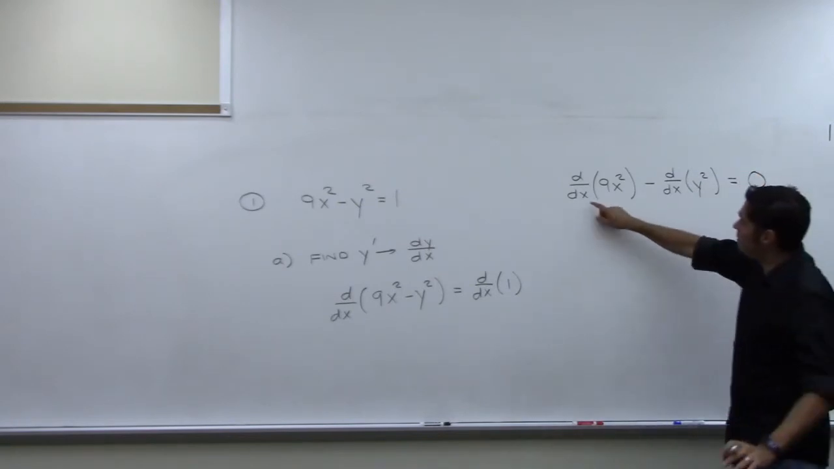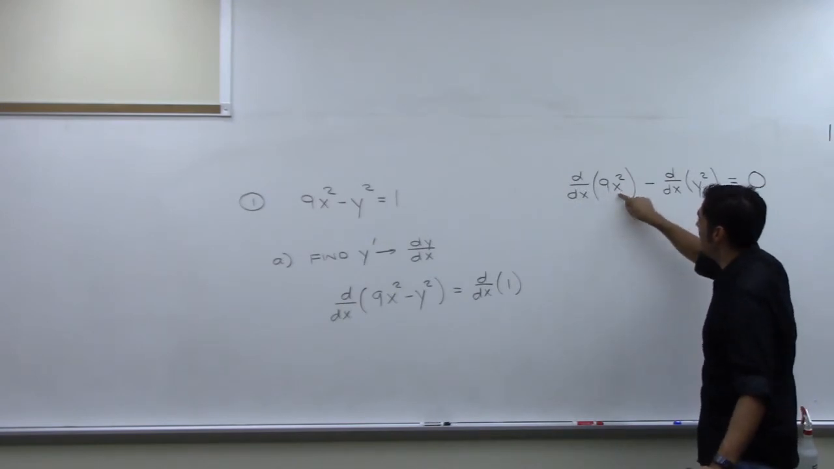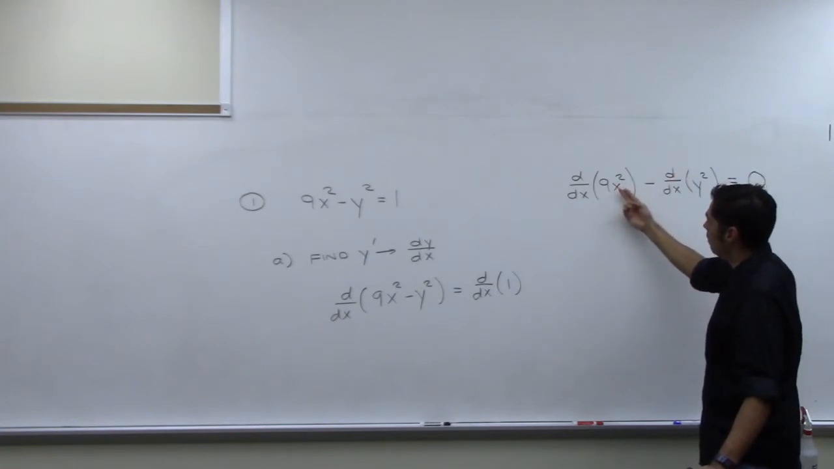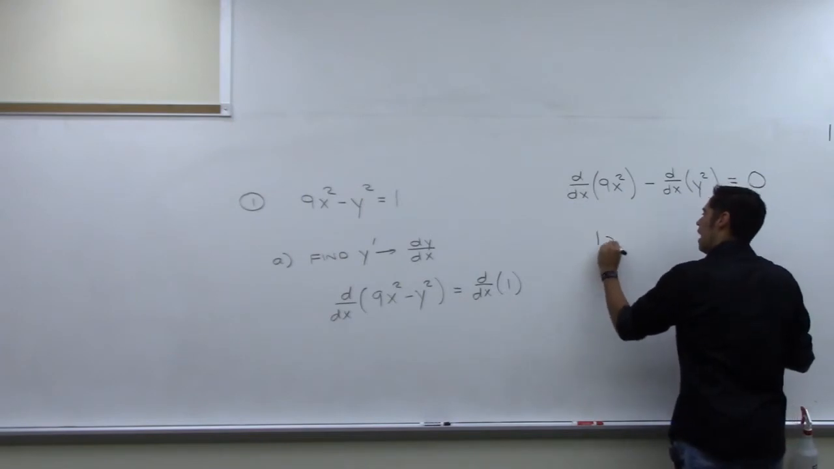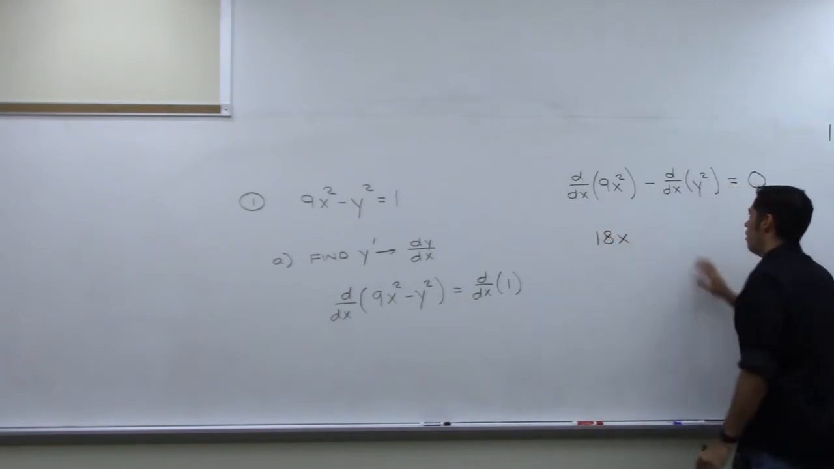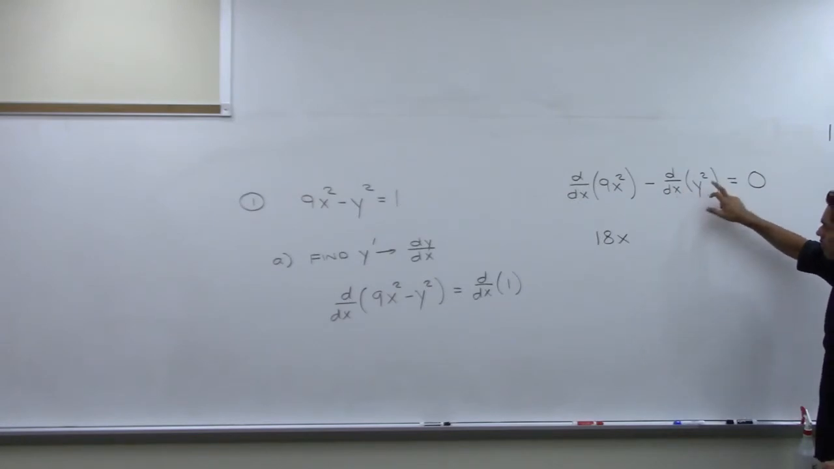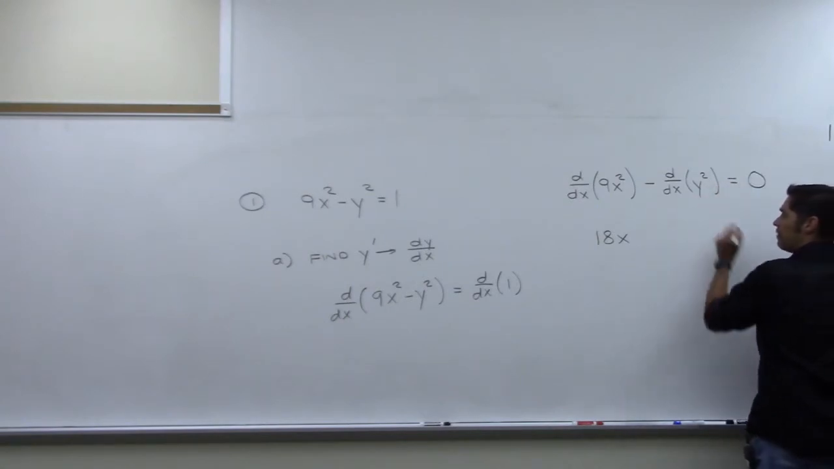Now, because x is the independent variable and we're taking the derivative of a function that has x in it, this is going to be our standard derivative. We're going to use the power rule here. We have a constant in front, so the derivative of this should just be 18x. Now over here, this is where we run into the difference. Here we're taking the derivative with respect to x, but our variable is y, and so we're going to act like y is some function of x. So when we take the derivative of this, we have to apply the chain rule.